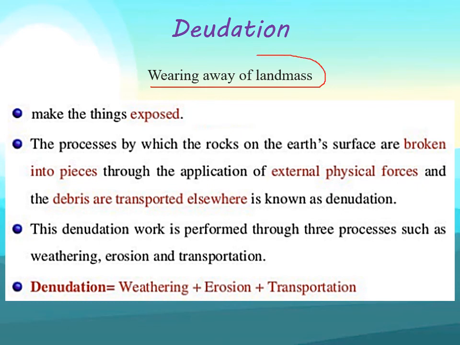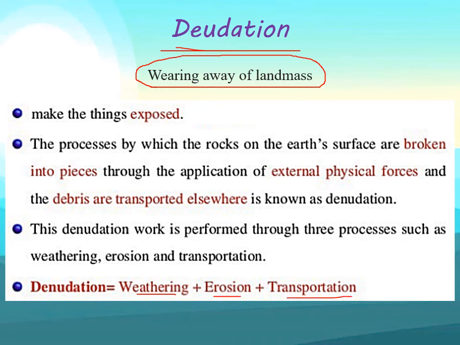So the height of a pre-existing feature, or the length or the width of a pre-existing landform, due to the wearing processes, due to weathering and erosion through time, gradually becomes lower and lower in size, and this lowering down of any landform or landmass or feature is known as denudation. So if we try to summarize, denudation is the combined effect of weathering, erosion and transportation.